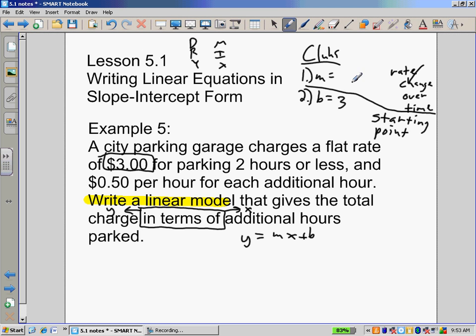Now, there's also 50 cents per hour for each additional hour. See, this changes over time. So change over time, this rate, that is 50 cents per hour, and that's my slope. So I have one clue, two clue, these are my major clues, and I'm ready to go. Y equals 50 cents x plus b. That's my equation, and I'm ready to go.